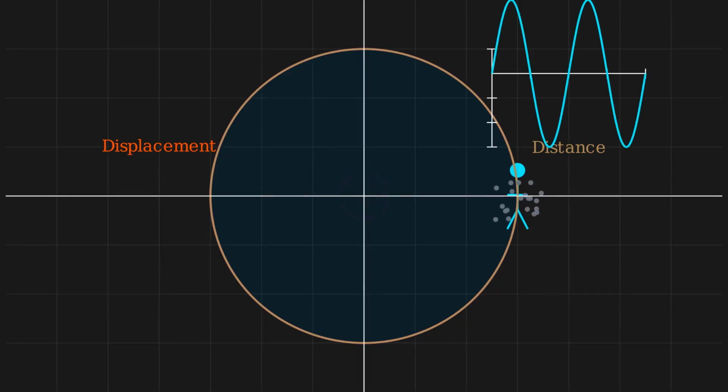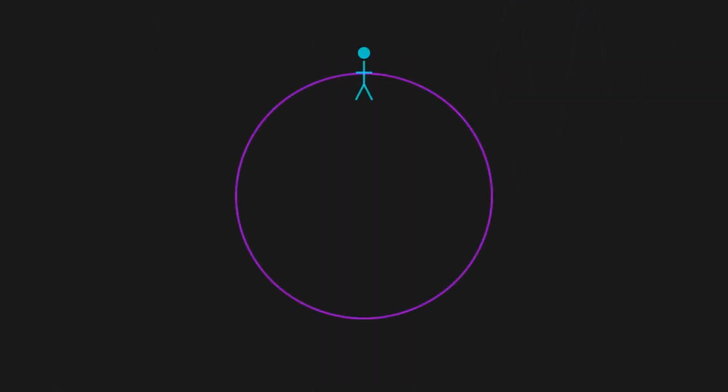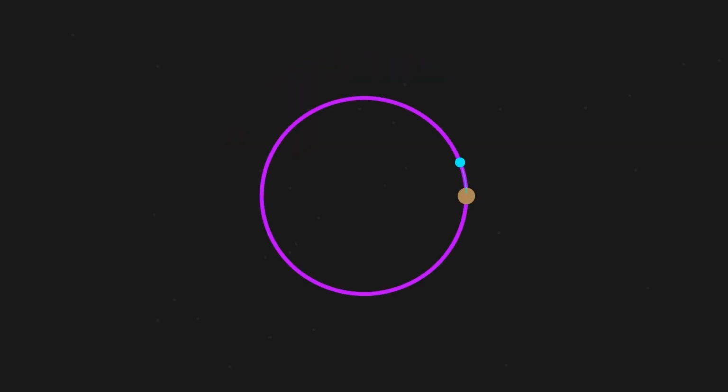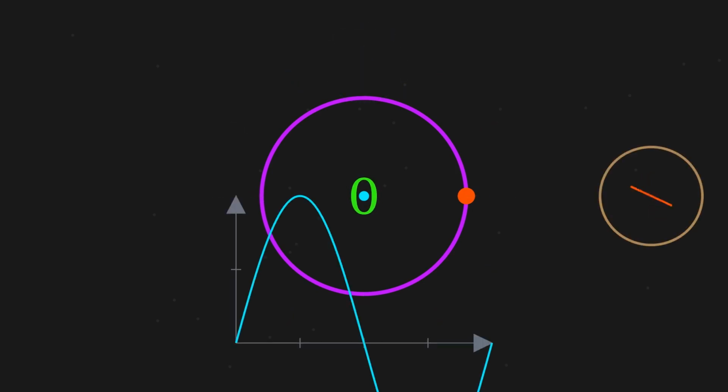Imagine running around a track. You complete one full lap in 4 minutes. By the end, your displacement is 0 because you're back at your starting point. So average velocity is 0 divided by 4 minutes, 0 meters per second, even though you've been running the entire time. Let's work through another example.